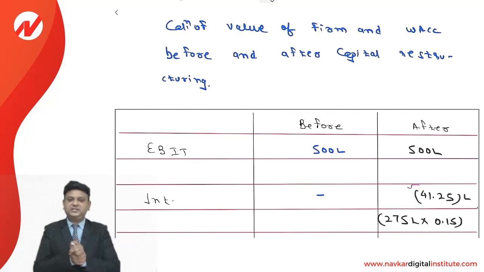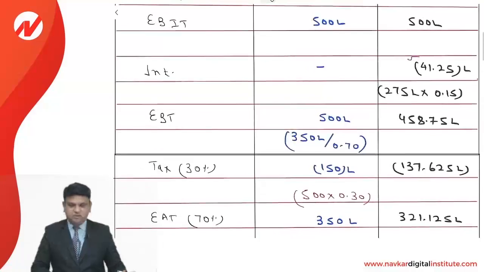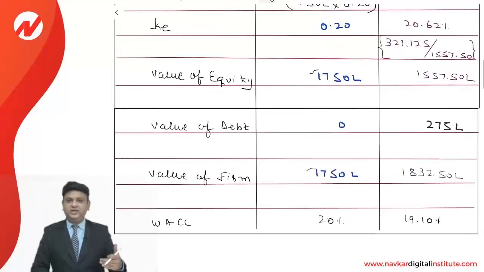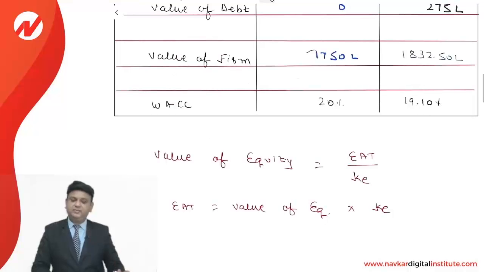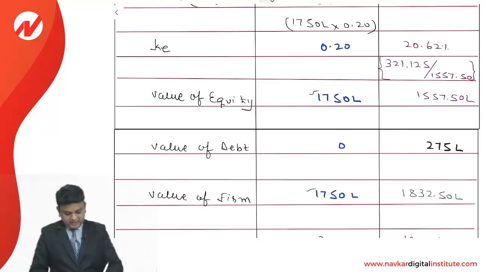Let me revise the entire answer before we read the questions which they have provided to us. Dear students, in this kind of question, my first suggestion is to write this format. Operating income minus interest is EBT, minus tax is EAT, divided by K is value of equity, plus value of the debt is value of the firm, and lastly weighted average cost of capital. Basically we start over here with the value of the equity which is given to us in the question, and that itself is the value of the firm. Why? Because there is no value of the debt.